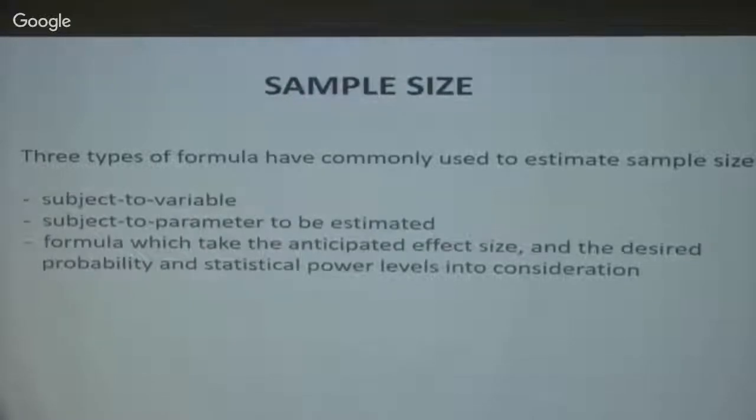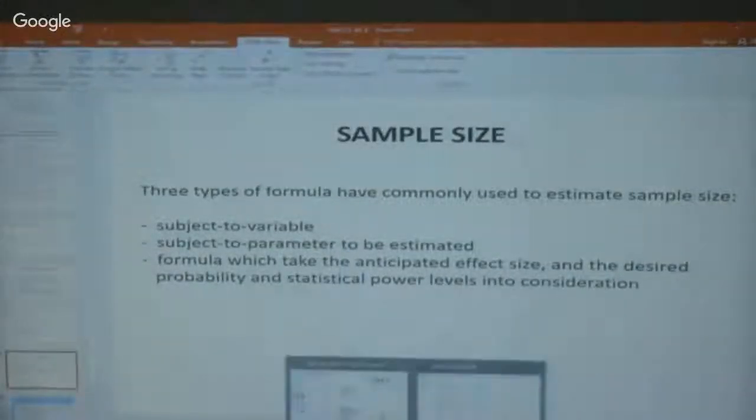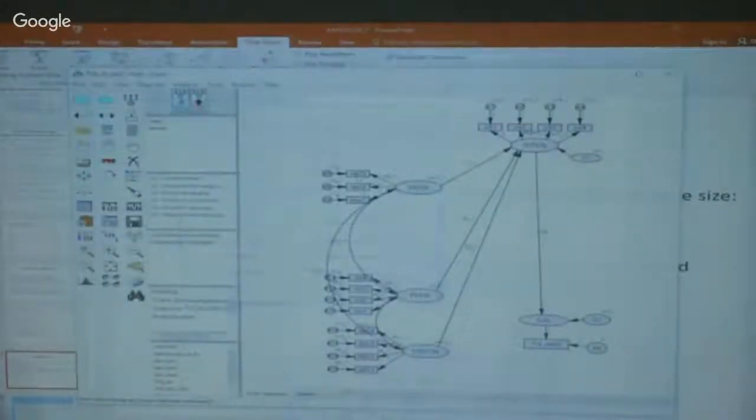3 types of formula can be used to estimate the sample size. Subject to variable, this is easy to count because you just count only what? You just count the number of indicators in your model and then you know how many. Counting variables is easy, but counting parameter estimates is a bit difficult.